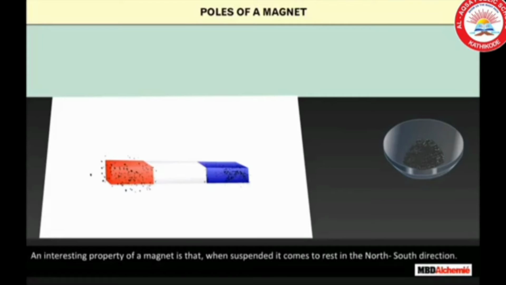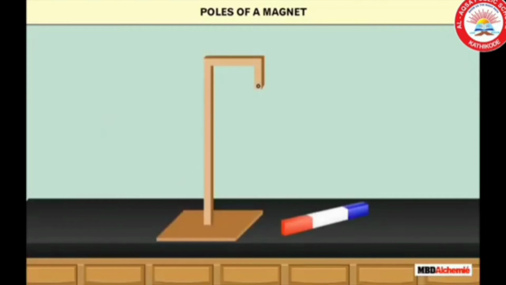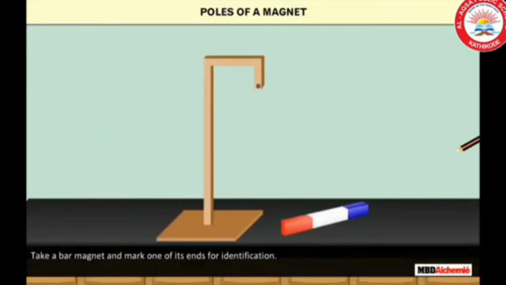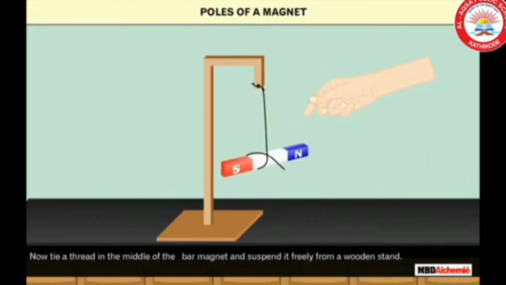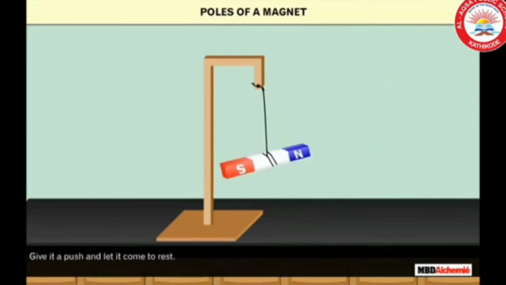An interesting property of a magnet is that when suspended, it comes to rest in the north-south direction. Let us perform another activity. Take a bar magnet and mark one of its ends for identification. Now tie a thread in the middle of the bar magnet and suspend it freely from a wooden stand. Give it a push and let it come to rest.